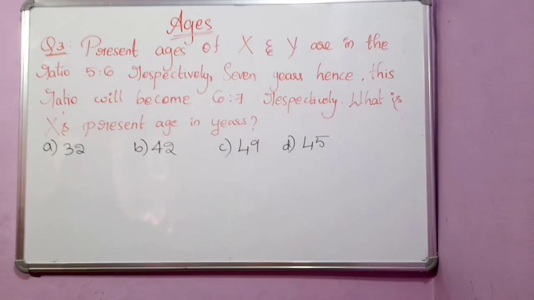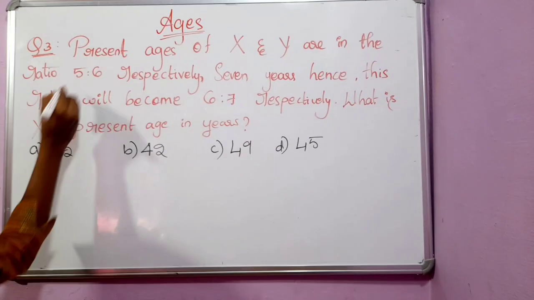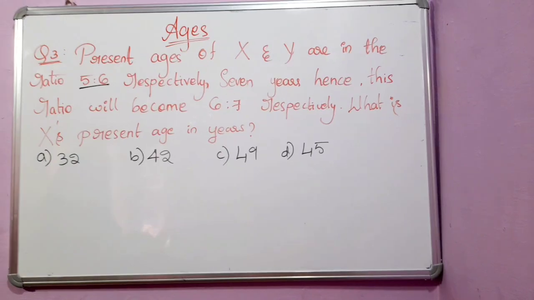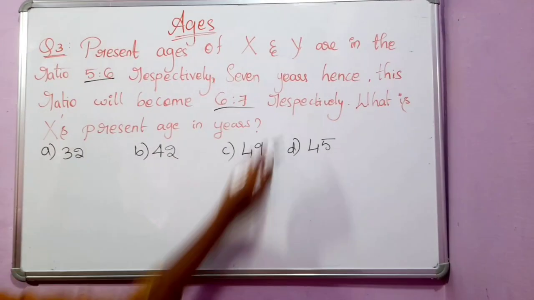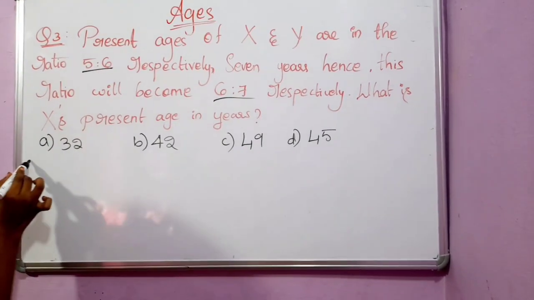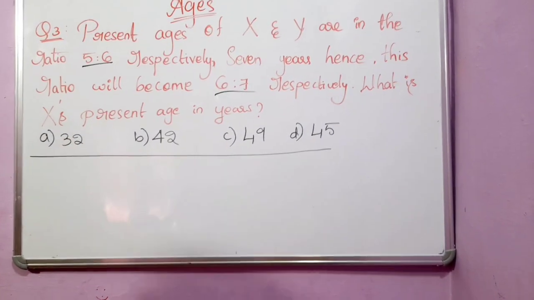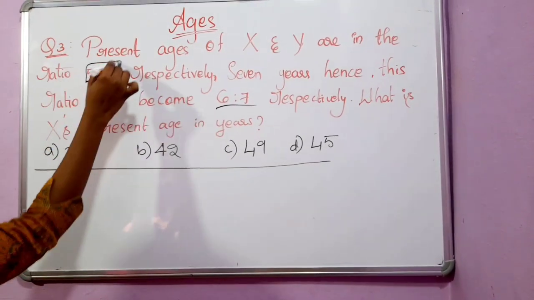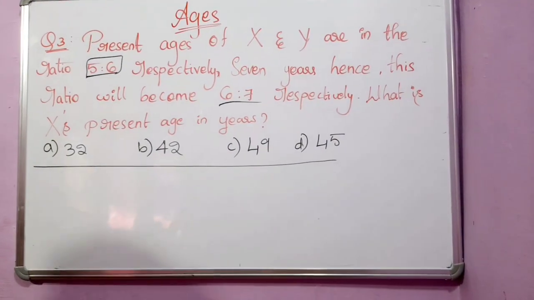Okay. See third question. Present ages of x and y are in the ratio 5:6 respectively. 7 years hence this ratio will become 6:7 respectively. What is the x present age in years? The options given are the present age of x, and if you observe carefully, this ratio is the present ages of x and y.